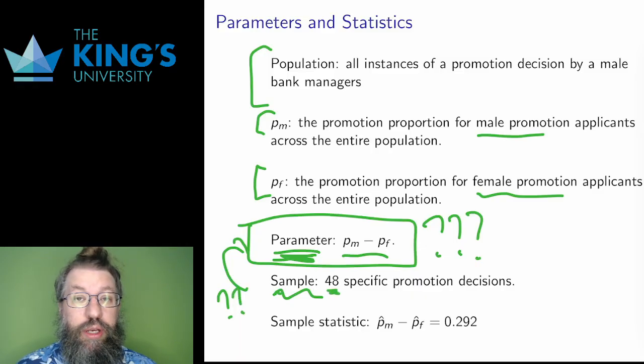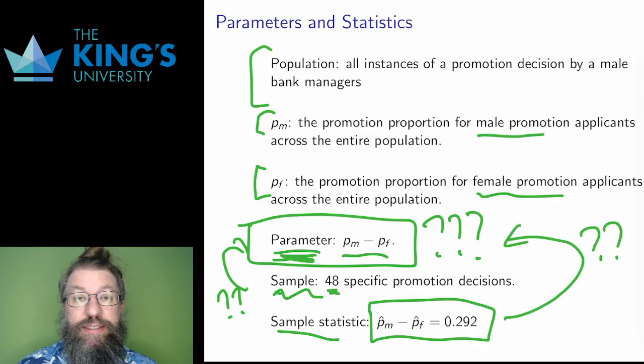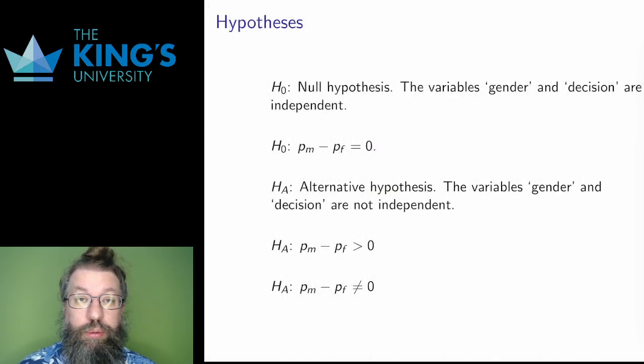So we have a sample that I've already described. What I calculated on the previous slide is the sample statistic. It is something which is true about the sample. In this sample, there was a 29.2% difference in how often men and women were promoted. The question, as always, is this. Is the sample statistic representative of the parameter? Does this study capture something that is likely to be true about the whole population?